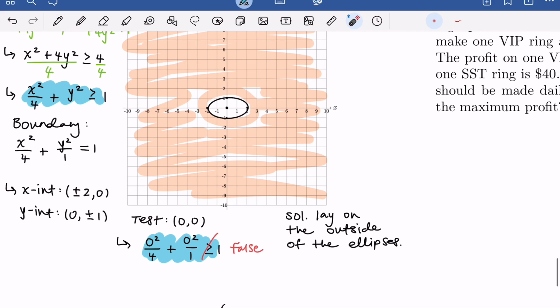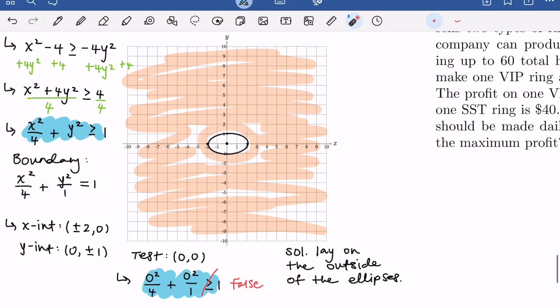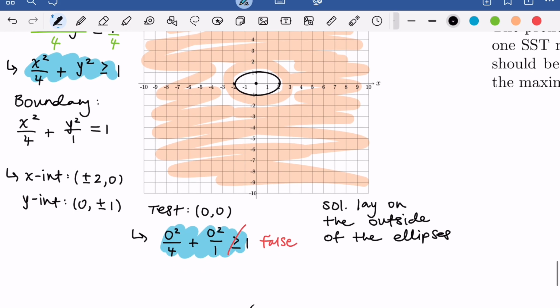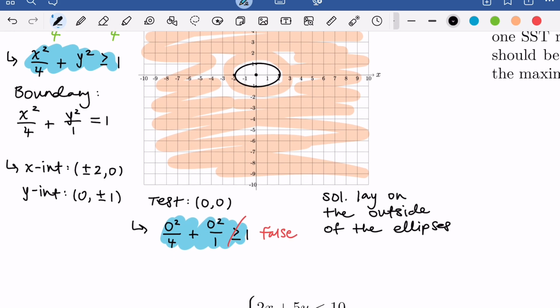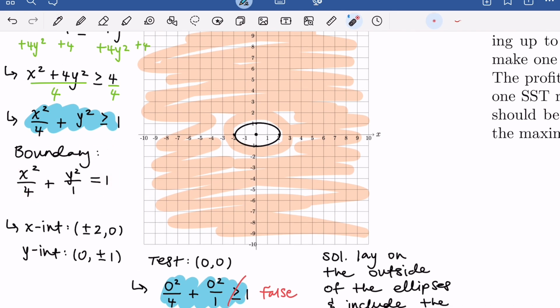All right, and then something else to note here, whenever we are solving these inequalities by graphing, we usually use a solid line to say that the boundary is included. So as you can see, going back to this inequality here, we want to figure out which values will make this greater than or equal to 1. So all of the values on this boundary of the ellipses will satisfy this. So going back to this here, we'll say solutions lie on the outside of the ellipses and include the boundary, which is what we graphed, which is what we have here.